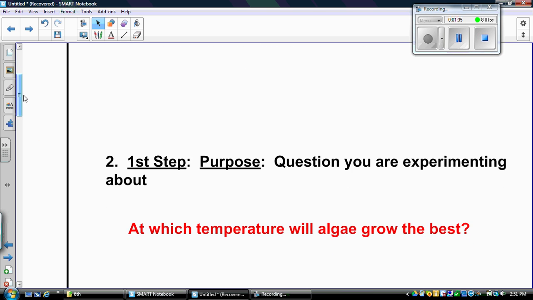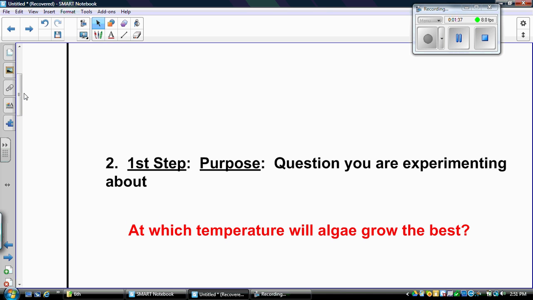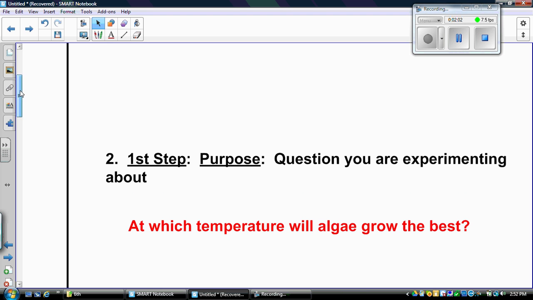So now I'll start talking about what are those processes. So the first step of the scientific method is called the purpose. The purpose is the question you are experimenting about. This is what you want to know. For example, here's the question we're going to be using today. At which temperature will algae grow the best? So that's our purpose. That's our question. Right? And it's always written in the form of the question. So the first step is your purpose. What are you trying to solve?